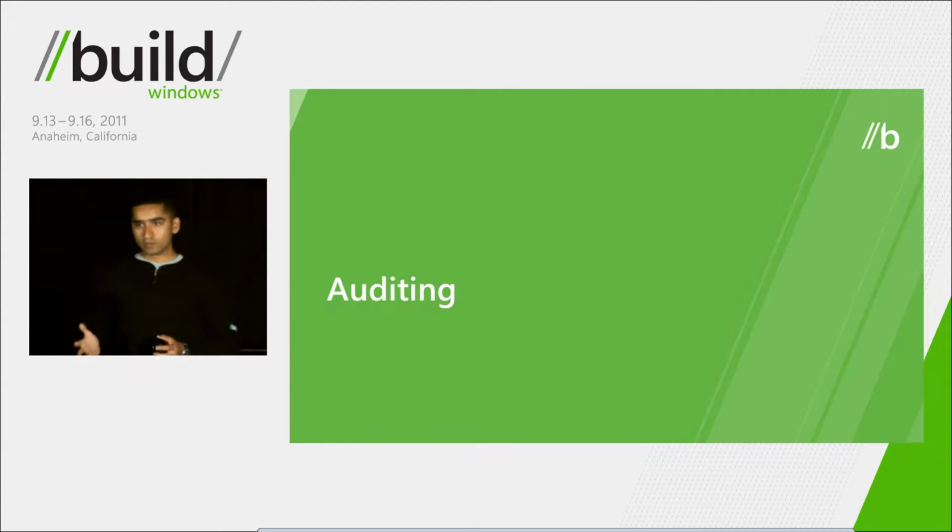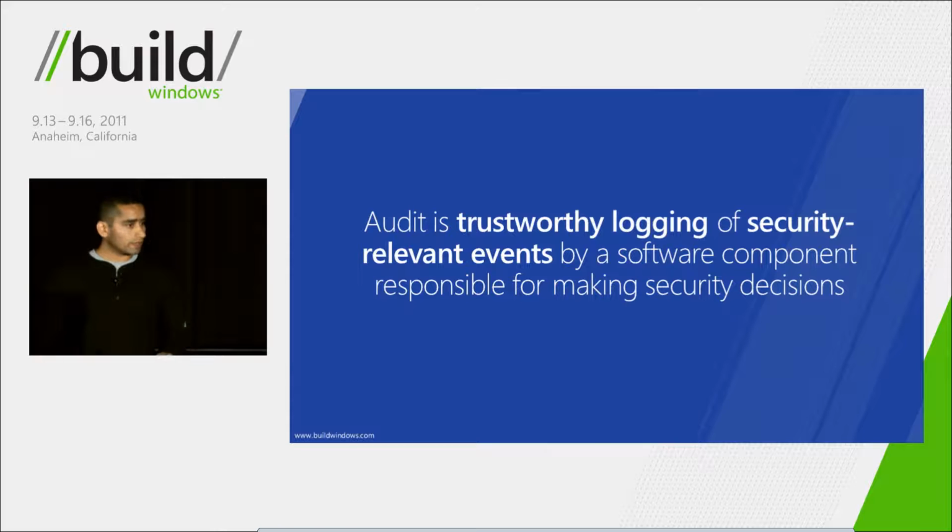Now, let's begin with a conceptual understanding of what auditing means. Auditing is trustworthy logging of security-relevant events by a software component that is responsible for making security decisions. Now, there are three key concepts in this whole statement here. First is trustworthy logging. Auditing is logging of user activity that cannot be tampered with. It's a non-repudiable source of showing you what the user was up to.